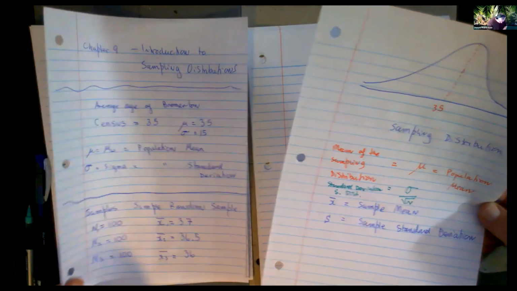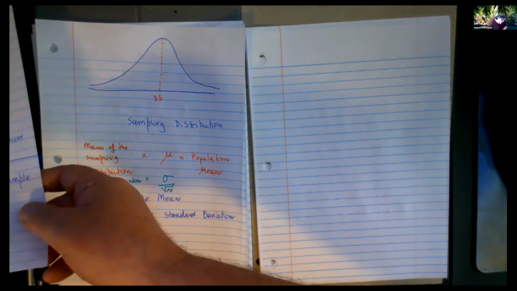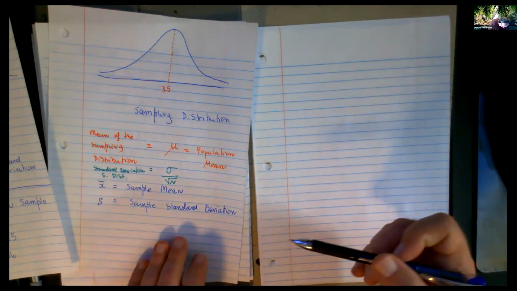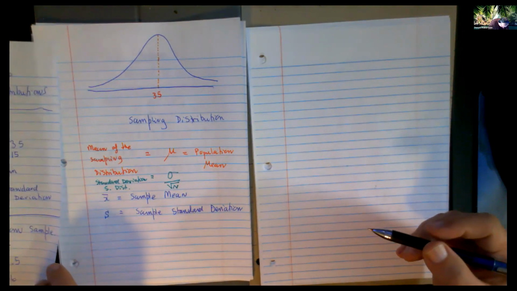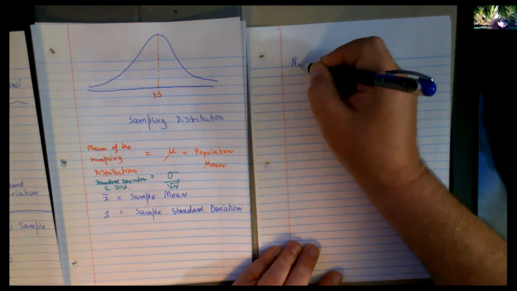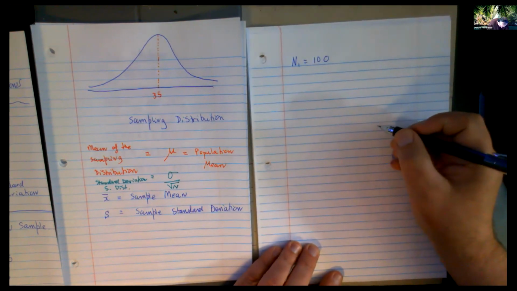a range of values. Wouldn't it be nice if I take this as my only sample? So let's pretend I only did that sample and I only got that one result, right? The average age was 37. Now I can say right now that my best estimate is that the average age is close to 37.